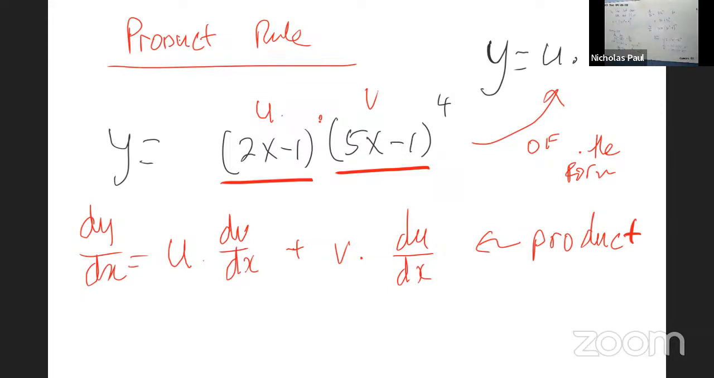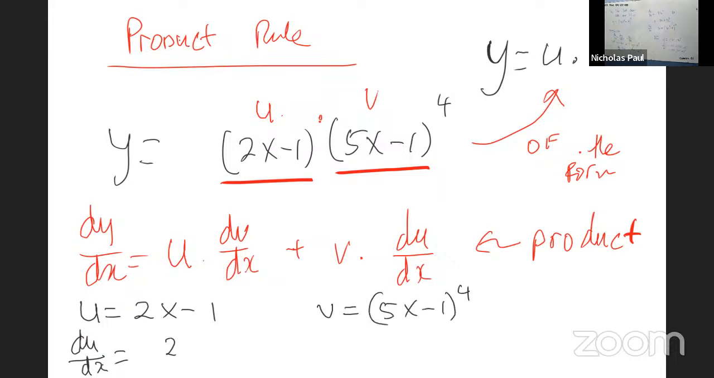All right, so let's see. So u, what is u? u is equal to 2x minus 1. Let's differentiate that and that'll give us du/dx. What's the differential of 2x minus 1? 2. Anybody does not understand that? And then v is what? v is (5x minus 1) to the power of 4. Don't forget that.